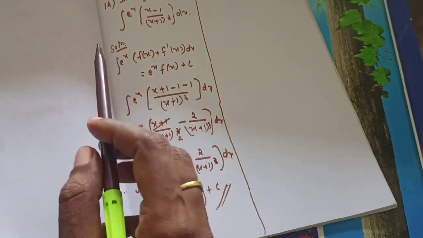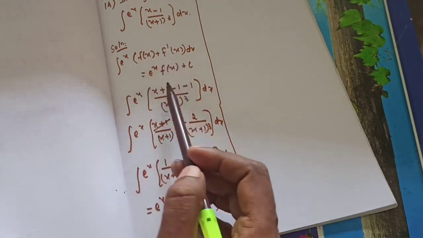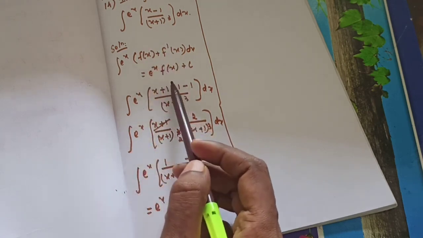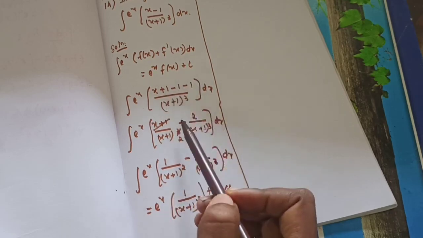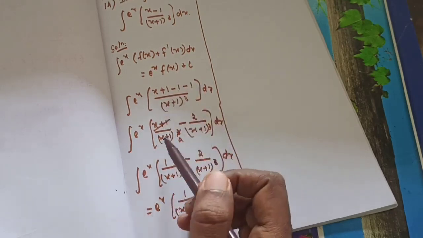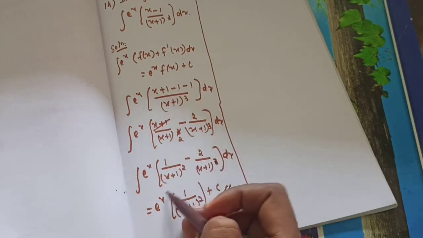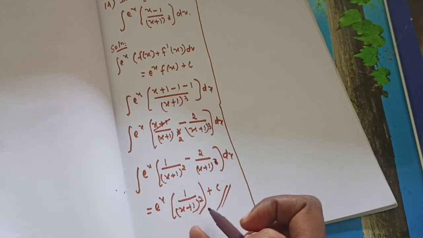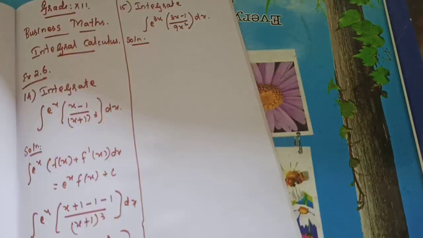So if in any problem e power x into something, we can change it as f of x plus f dash of x. That is the integral value is e power x into f of x plus c. So here I add and subtract 1 and I rewrite that as two integrals and I used the f of x plus f dash of x formula and I wrote the answer. Okay, have you got it? Okay, let's move to next question.